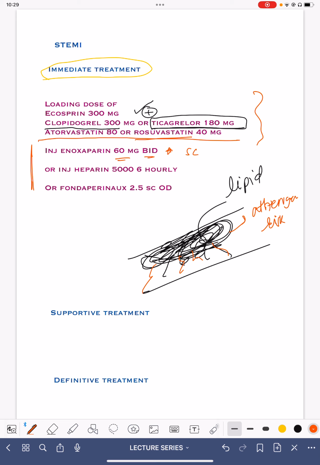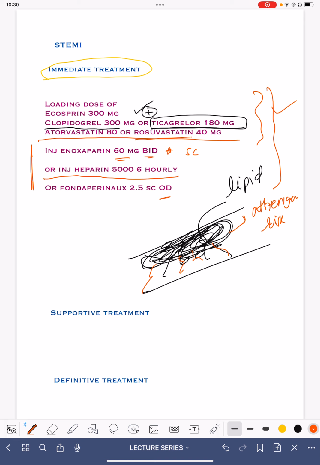If for any reason this enoxaparin or Clexane is not available, or if the patient has CKD or the patient's creatinine is raised, then injection heparin 5000 units can be used instead of enoxaparin, and it is given usually 6 hourly, 4 times a day. That can be given subcutaneous or IV as well. Usually it is given IV for better efficacy. And apart from this, injection fondaparinux is also used, which comes in only a once a day dosage, and it has been shown to have a lesser bleeding risk. So this is one of the most important, most emergent treatments that the patient must get without any delay in any scenario.